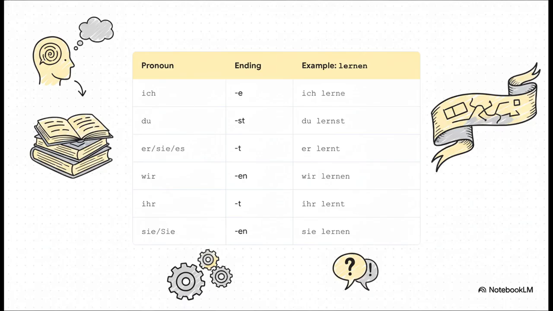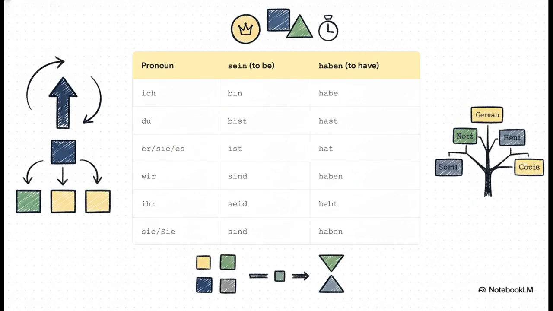For er, sie, es, he, she, it, it's t. Once you get this simple pattern down, you literally know how to use hundreds and hundreds of German verbs. It's a real game changer. But of course, just like in English, the 2 most important verbs of all, sein, to be, and haben, to have, are totally irregular. They just do their own thing. They don't follow the pattern. So these are 2 you just have to memorize. But it's worth it because they are the absolute backbone of a language.